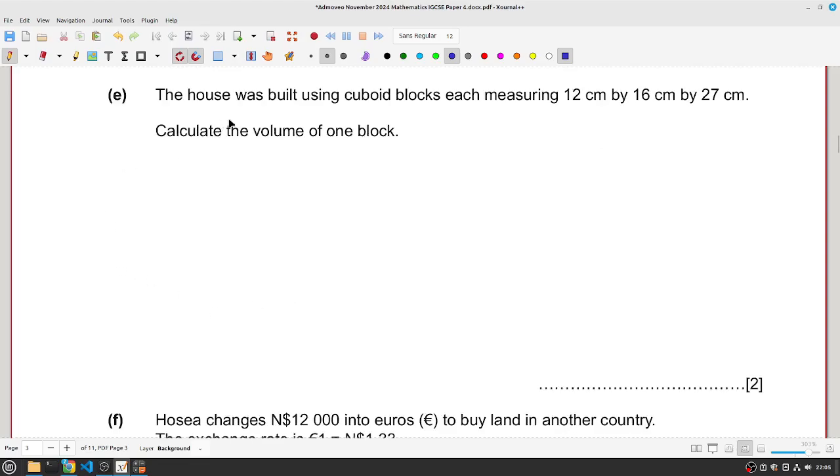Question E. The house was built using cuboid blocks, each measuring 12 by 16 by 27 centimeters. Calculate the volume of one block. Okay, so that's pretty straightforward. The volume of a cuboid is just length times width times height. So it doesn't matter which one is which here. We can swap these around. So we can say that's 12 times 16 times 27.